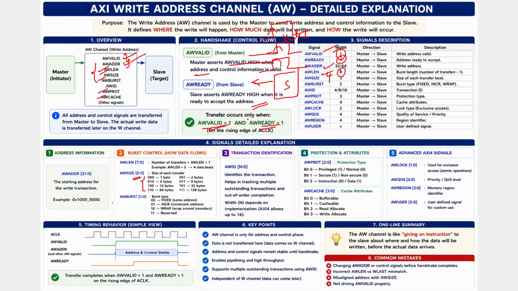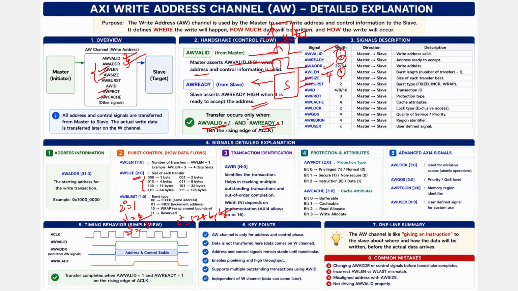A value of 0 means 2 power 0, which means you can transfer 1 byte of data. And 1 means 2 power 1, which is 2, so you can transfer 2 bytes of data. Then 2 power 3 means 8, so 8 bytes of data can be transferred. Up to 2 power 7, which means 128 bytes of data you can transfer, per beat. That is what the burst size tells you. So the burst size is 3 bits.